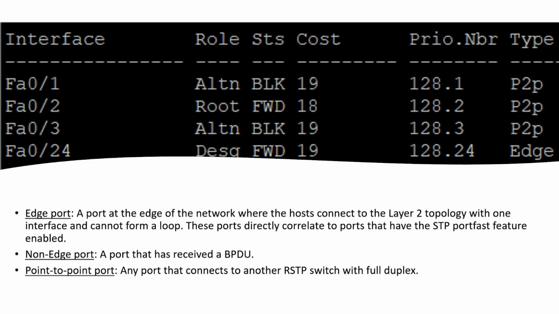Rapid Spanning Tree Protocol defines 3 types of ports that are used for building the STP topology. Edge port: a port at the edge of the network where the hosts connect to the layer 2 topology with one interface and cannot form a loop. These ports directly correlate to ports that have the STP PortFast feature enabled. Non-edge port: a port that has received a BPDU. Point-to-point port: any port that connects to another RSTP switch with full duplex.